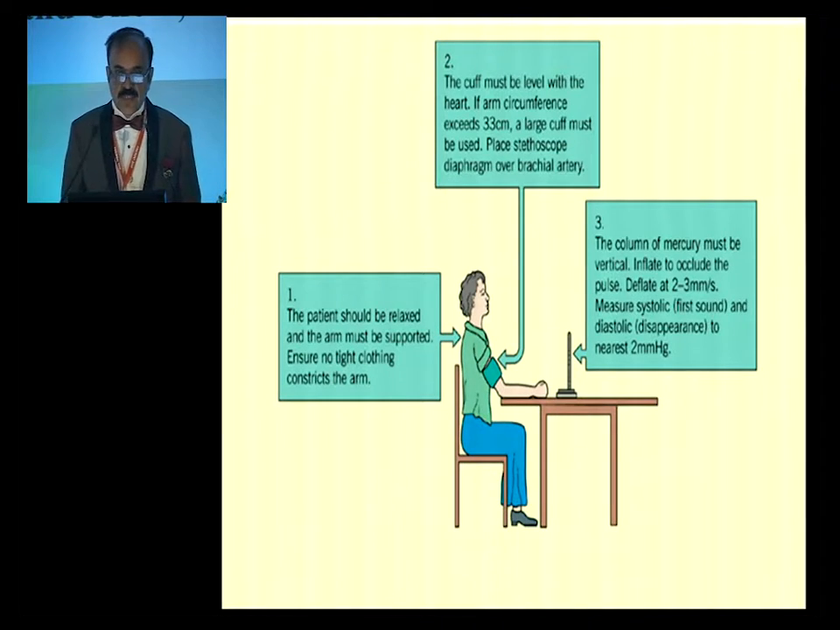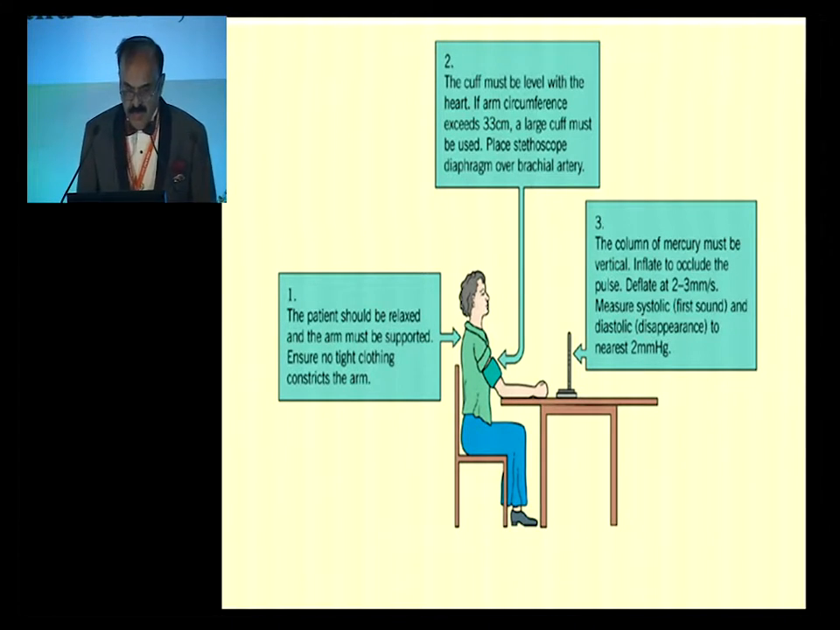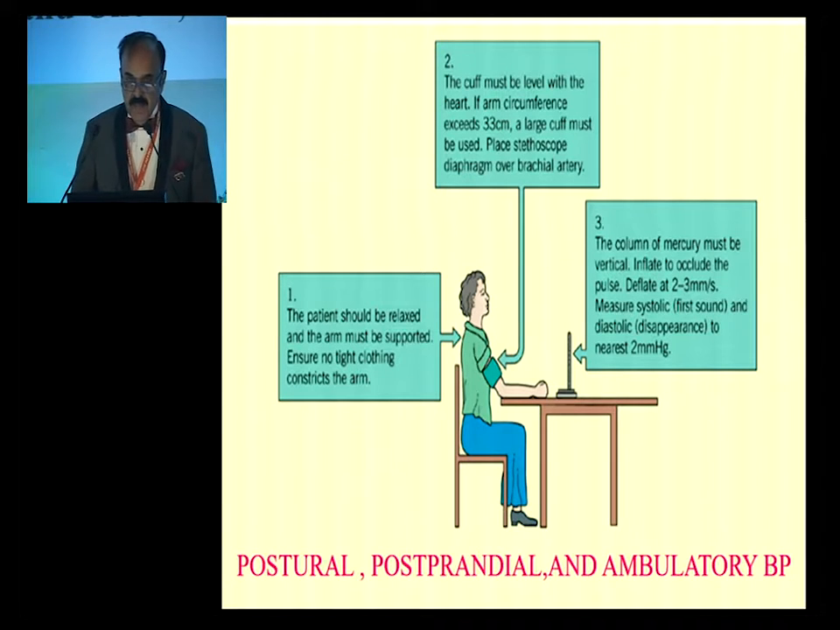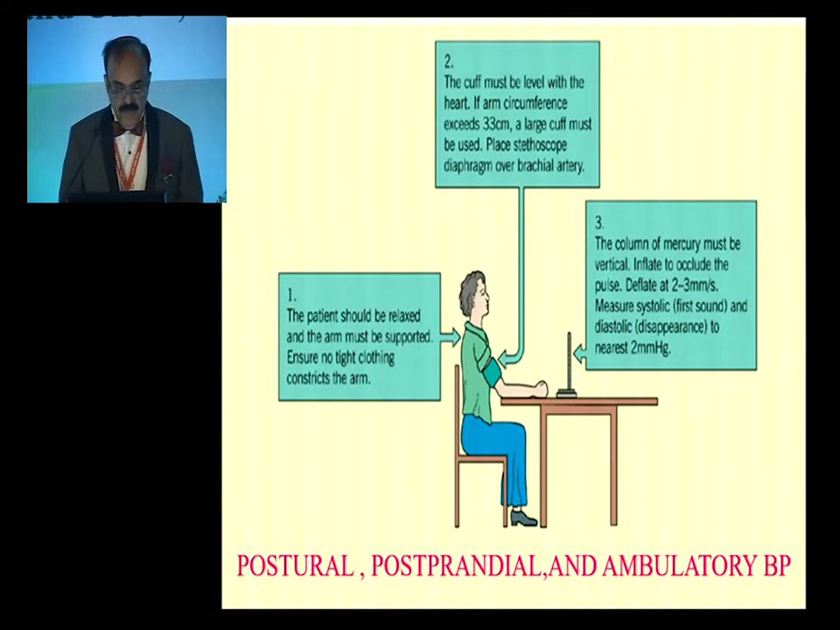And this is how you should check the pressure, because many a time we don't check the pressure in the clinic, only the nurse will do it. So it's better you tell them how to check the blood pressure, otherwise that will also give a wrong value. And in diabetes, you must take postural, postprandial and ambulatory BP, because with autonomic neuropathy, one may have postural hypertension.